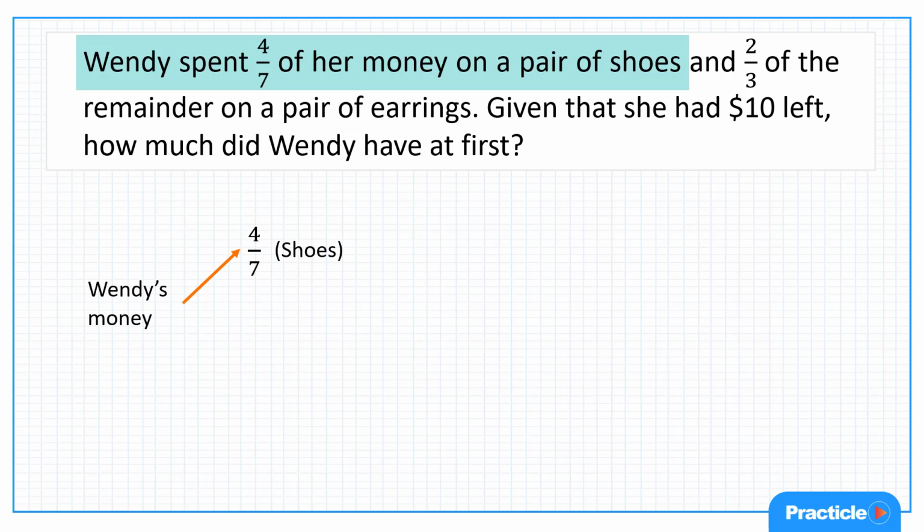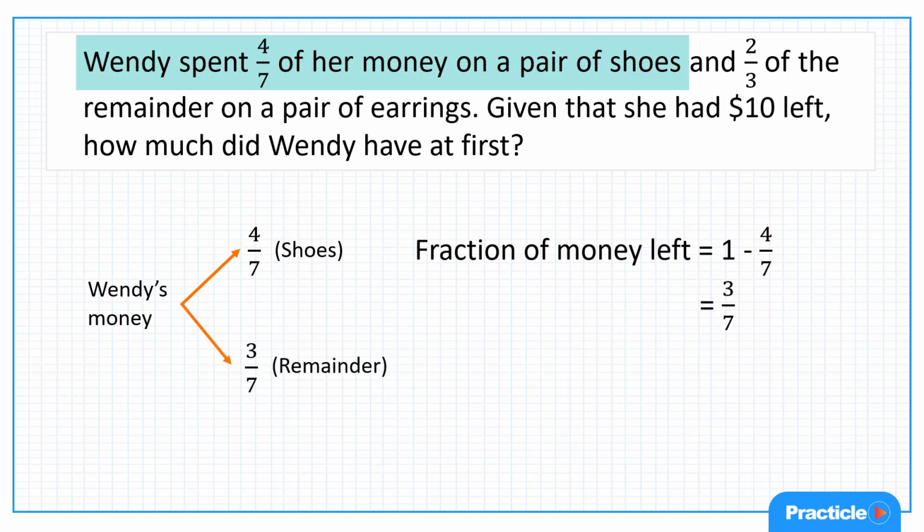So just like a detective, we are going to think about what clues we have after reading each sentence. Since we know that Wendy spent a fraction of her money on the shoes, this means that she must have some money left after that, correct? But what fraction of the money was she left with? Well, let's work that out by subtracting 4/7 from one whole. 1 minus 4/7 equals 3/7.